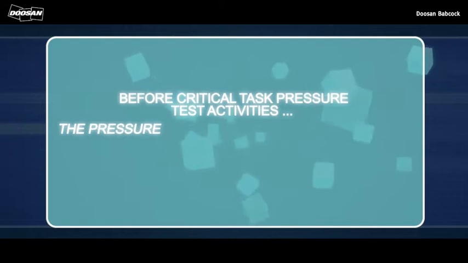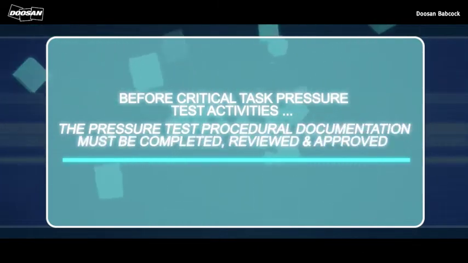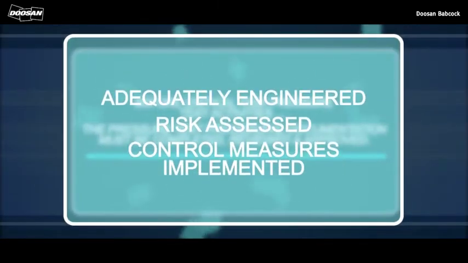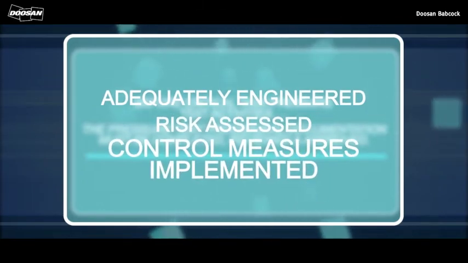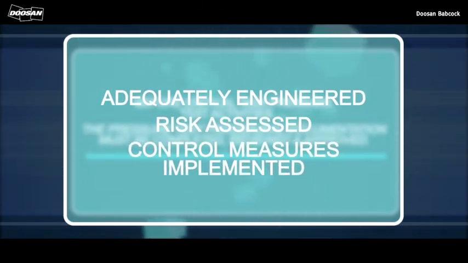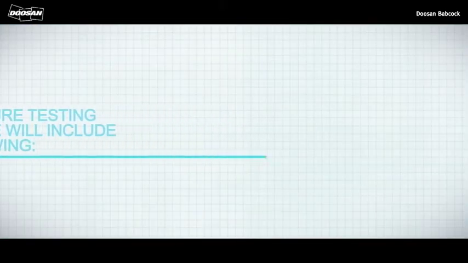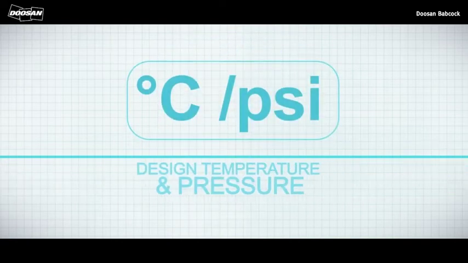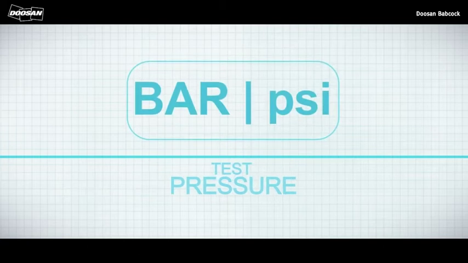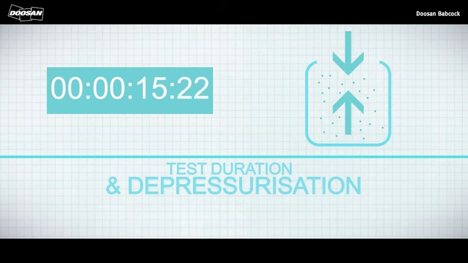Before critical task pressure test activities, the pressure test procedural documentation must be completed, reviewed, and approved. This is mandatory and will validate the tests have been adequately engineered, risk assessed, and control measures implemented to ensure a safe test. The pressure testing procedure will include the following: details of test equipment, test medium, design temperature and pressure, test pressure, pressurization hold points, test duration and depressurization.